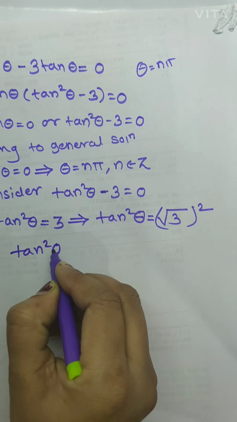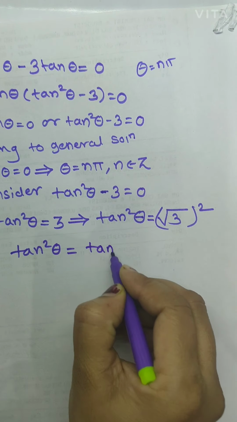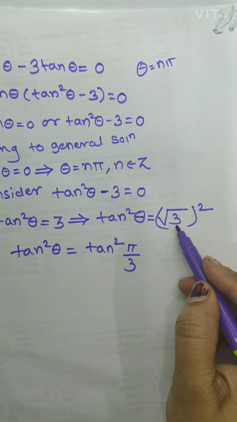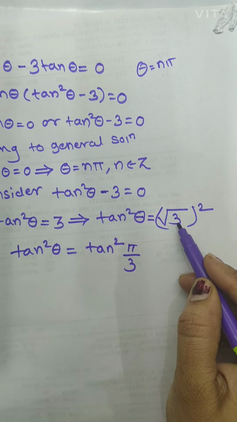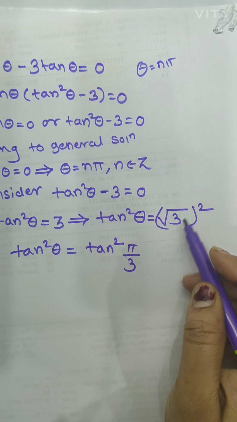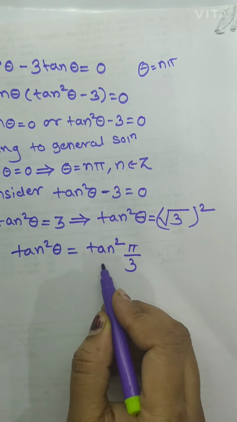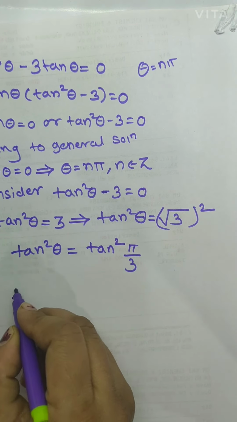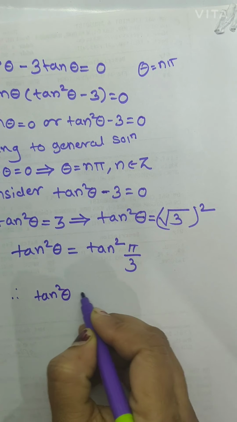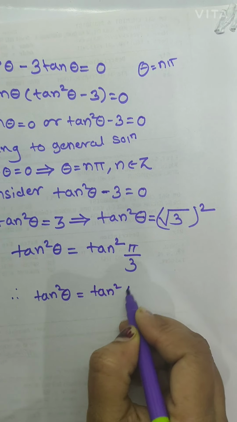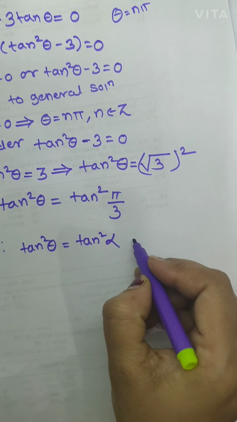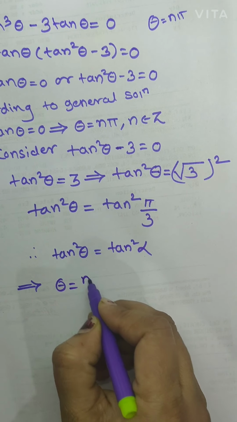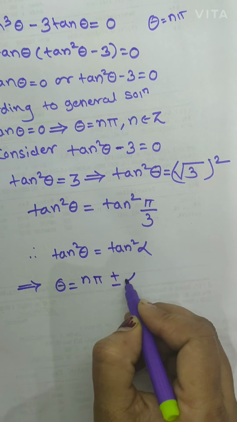Tan square theta is equal to tan square pi by 3. Now see, here is root 3. We know that the value of tan for root 3 is pi by 3. So tan square theta is equal to tan square pi by 3. Suppose this is my alpha. Therefore, tan square theta is equal to tan square alpha, and this implies that theta is equal to n pi plus minus alpha.